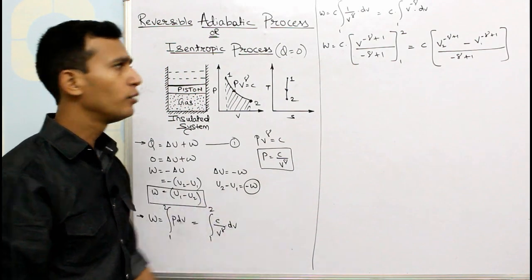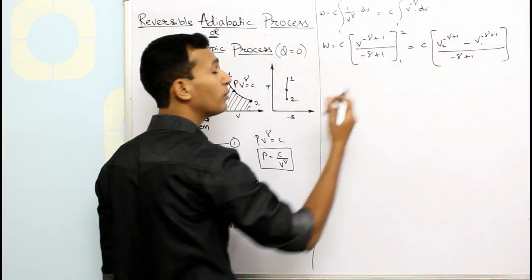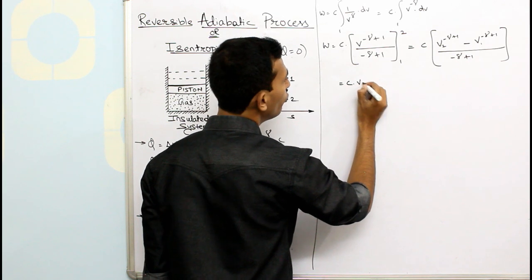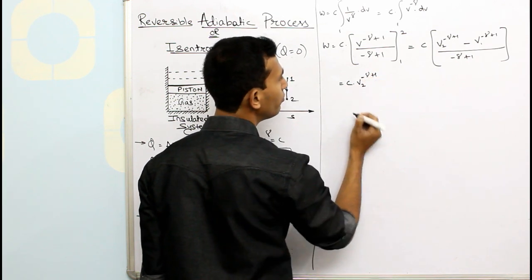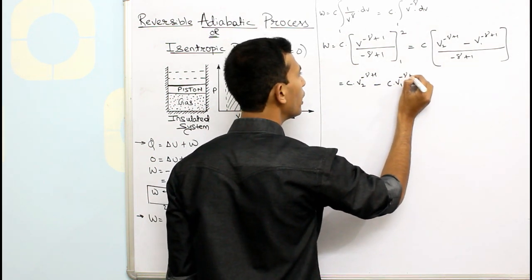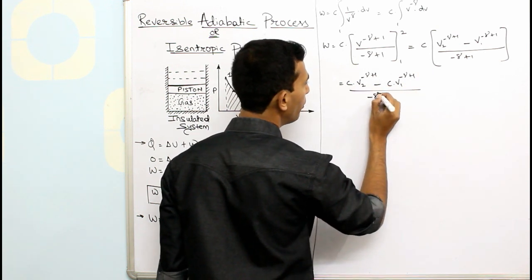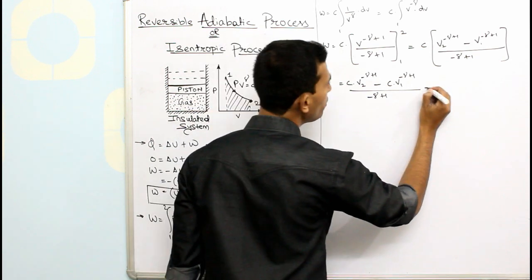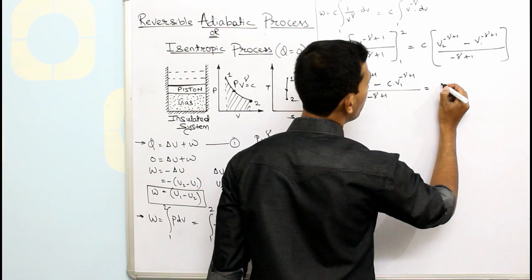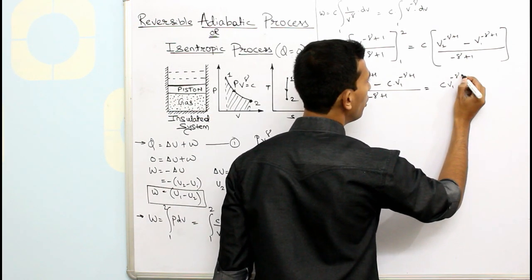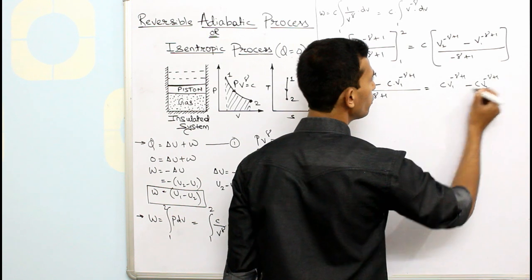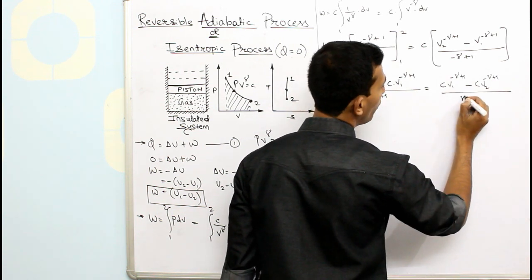Now taking C inside and multiplying it, we get C V2 raised to minus gamma plus 1 minus C V1 raised to minus gamma plus 1 divided by minus gamma plus 1, which is equal to, multiplying and dividing by minus 1, we can write C V1 raised to minus gamma plus 1 minus C V2 raised to minus gamma plus 1 divided by gamma minus 1.